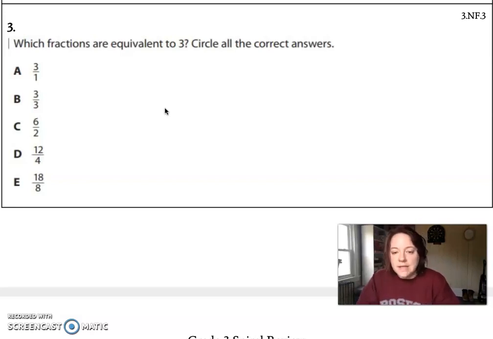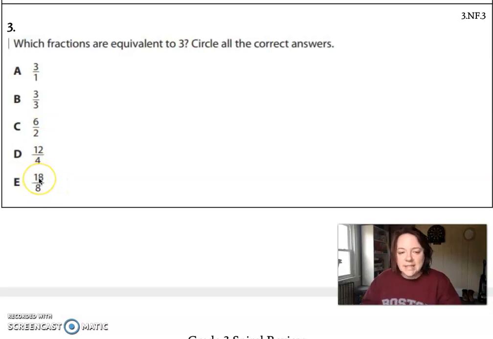A, 3 over 1. Let's see. B, 3/3. C, 6/2. D, 12/4. Or E, 18/8. Well, I think I remember telling you that when we're doing fractions and you're trying to figure out if they equal a whole number, you should be able to divide the top by the bottom. Okay? So let's start with our E, 18/8.